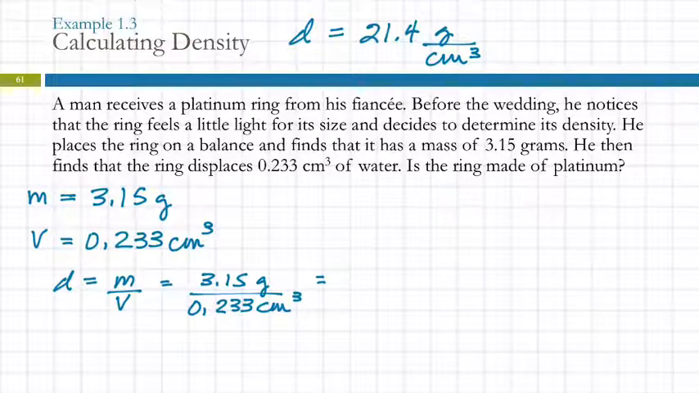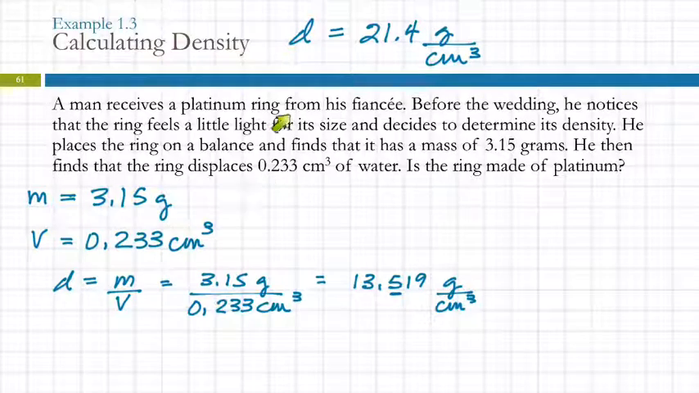So I get out my calculator, 3.15 divided by 0.233, press the equal sign, and it's telling me 13.519. There's a bunch of other digits. The units, nothing cancels out, so it's grams per cubic centimeter. We'll learn about significant figures in a couple of minutes. We would round it there, but it doesn't matter for this problem.